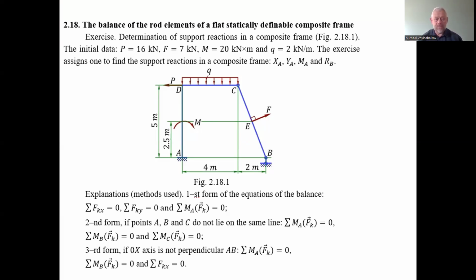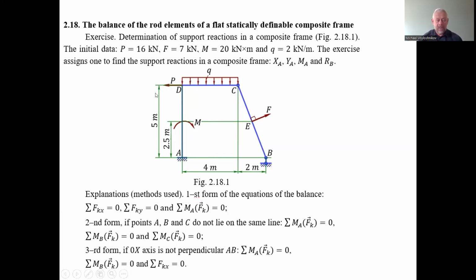The statically definable composite frame is assigned. The frame consists of three rods. The embedded rod 1 at the point A, AD, is rigidly connected with the rod DC, and hingedly connected with the rod CB, and the second support is a sliding hinge.